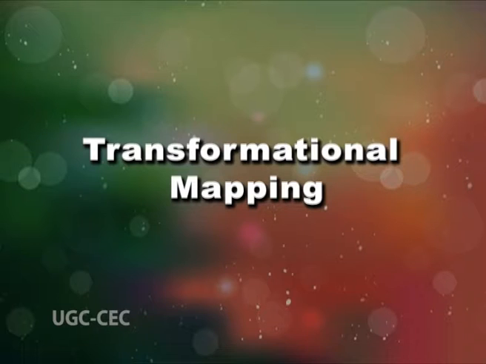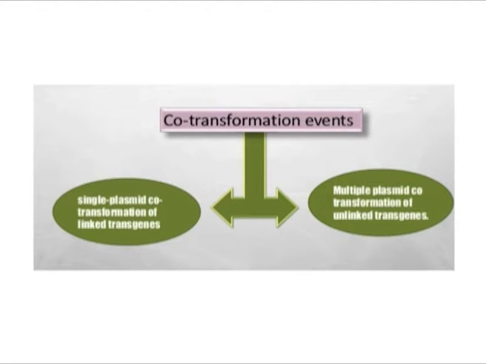Transformational mapping. Like co-transduction, transformational mapping is used for genes that are relatively close to one another. When the DNA is isolated from the donor bacterium, it is broken down into numerous fragments. Transformation of most genes occurs at a frequency of about 1 cell per 10^3.